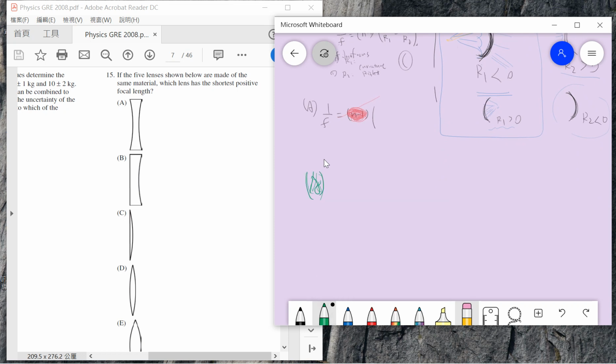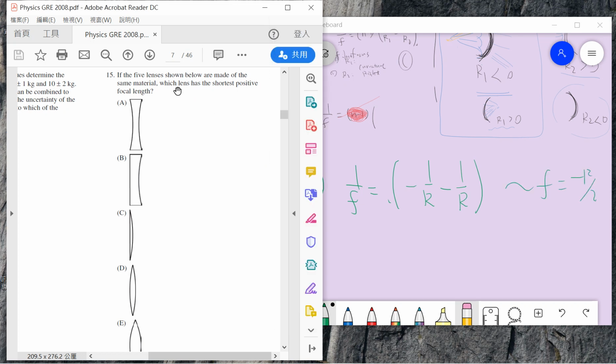Okay, so the first one, 1 over f is basically (n minus 1). In our case, because n minus 1 is constant, I just let it be 1. So 1 over f is, this is negative, minus this is positive. So this f is minus R over 2. And then what we need to find is the shortest positive f. So A cannot be the answer.